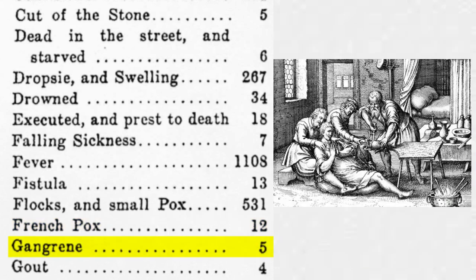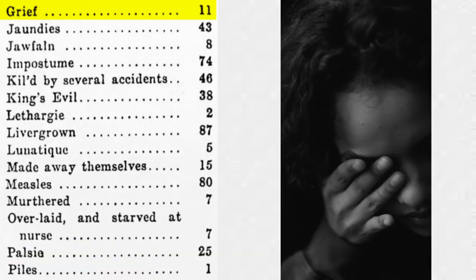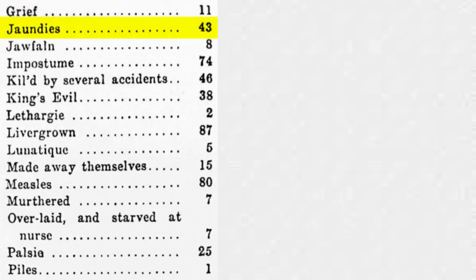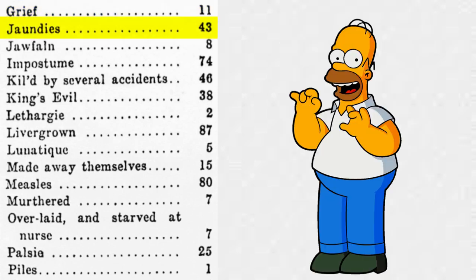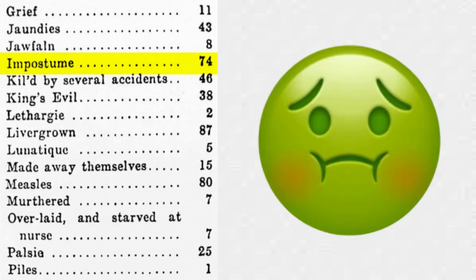Gangrenous injuries killed 5, while 4 died of gout. 11 died from depression and melancholy and were lumped into the grief category. Jaundice, characterized by the yellowing of the skin and late-stage liver failure, killed 53, and 8 died of jaw fane, which is lockjaw. Impostume killed 74, which is a lot to die from pus-filled abscesses.